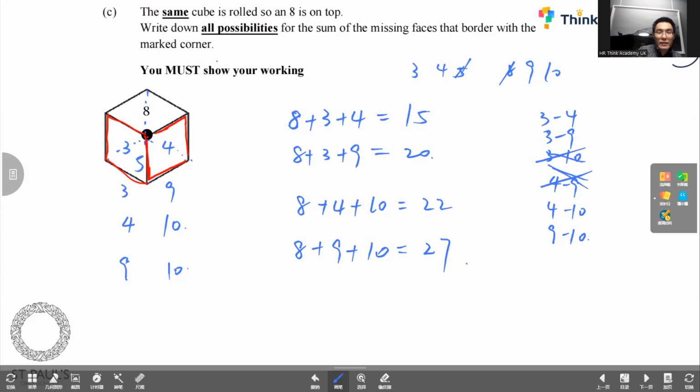And then add the 8. Yeah, that will be the 3 faces we have. Find the sum, get the answer. These are all 4 possibilities: 15, 20, 22, and 27.